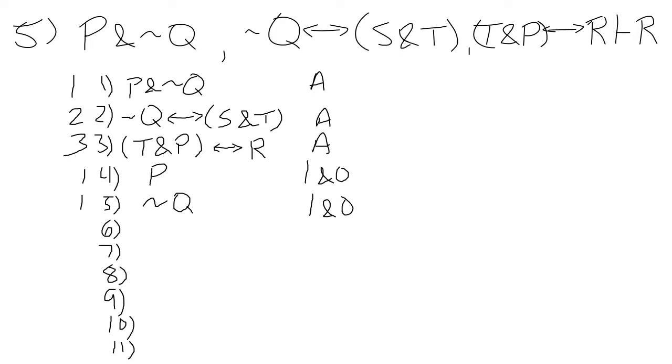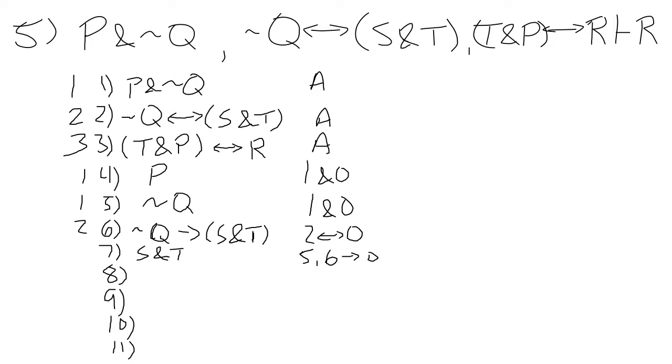Now, what can I do with my biconditionals? Well, the 1 and 2, I can break it down into this conditional statement, and I already have the antecedent for this, so I can get S and T from 5 and 6, arrow out. 5 and 6, 1 and 2.